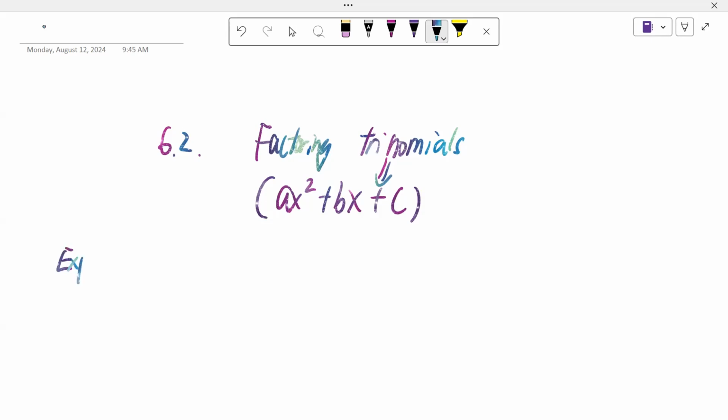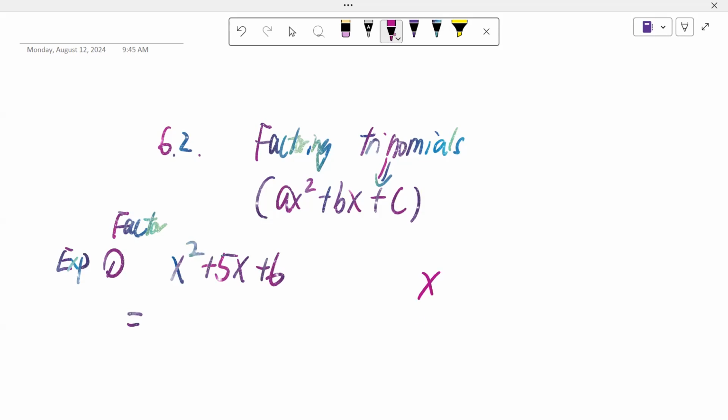Example 1. Factor completely. Let's say we get something like x squared plus 5x plus 6. We try to factor these 3 terms. The method I'm going to show you is this: we break down the first term, x squared, into x and x. Now we're going to break down the last term.